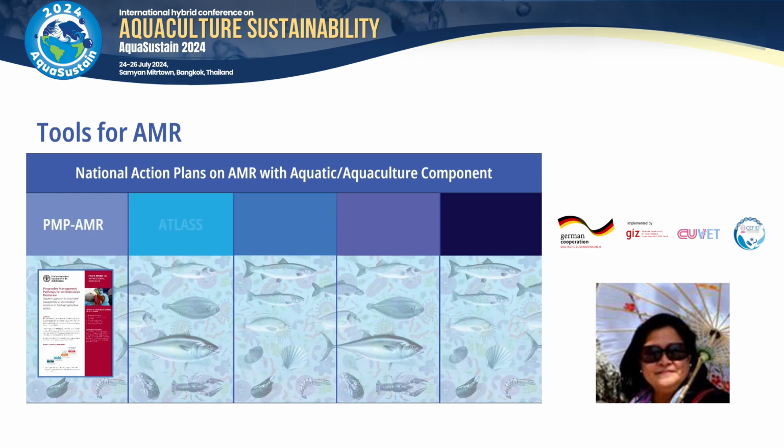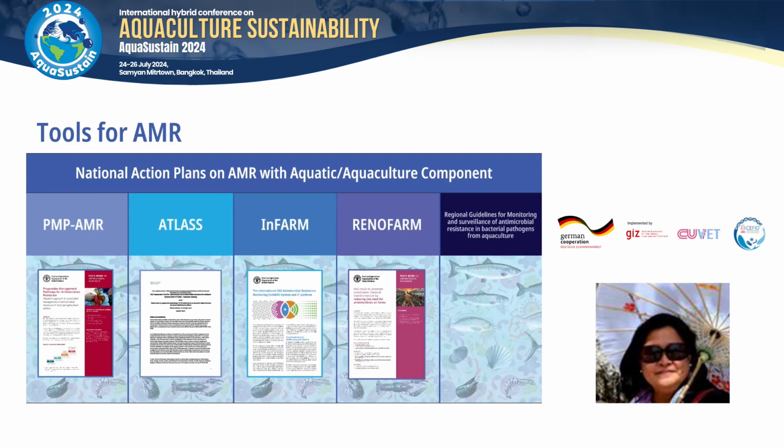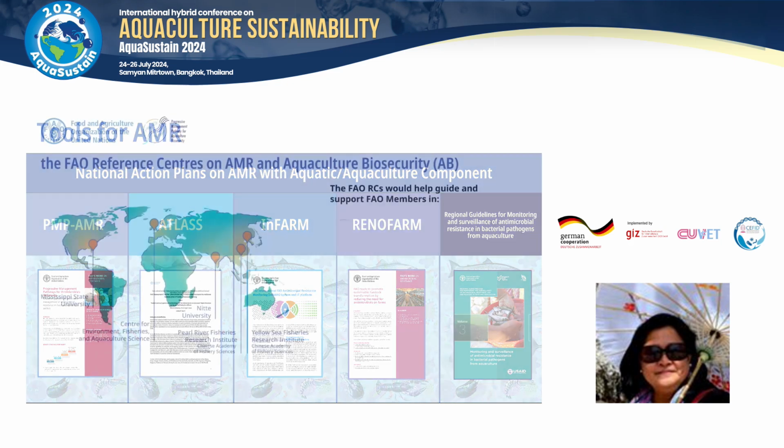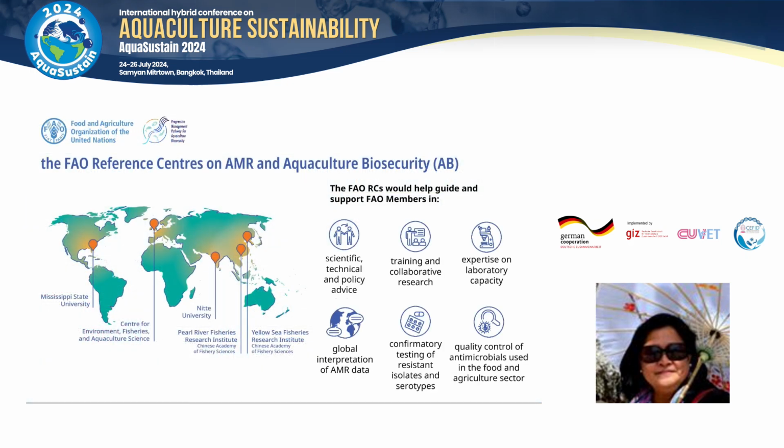There are a number of tools to support the implementation of the National Action Plan on AMR. These include PMP/AMR, Atlas, InFARM, RENEFARM, and the regional guidelines for monitoring and surveillance of AMR and bacterial pathogens in aquaculture. We are currently finalizing a 10-point checklist for AMU surveillance. FAO works closely with the reference centers for AMR and aquaculture biosecurity. The centers include Pearl River Fisheries Research Institute and the Yellow Sea Fisheries Research Institute in China, NITTE University in India, CEFAS in the UK, and Mississippi State University in the USA.